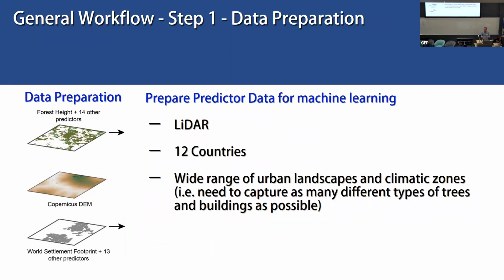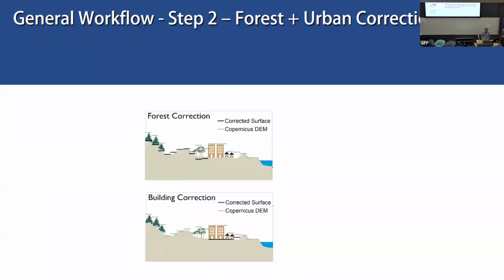So LiDAR is not globally available. So we had to really get them from a wide range of countries. And the real key thing here is to get a wide range of urban and climatic zones. There's no good training a global model on LiDAR from Leeds, for instance. You need as many areas as possible. So we managed to get some LiDAR from South Africa and Brazil and quite a wide range. Of course, it's not perfect and we easily criticize that, but it's the best you can do, really.